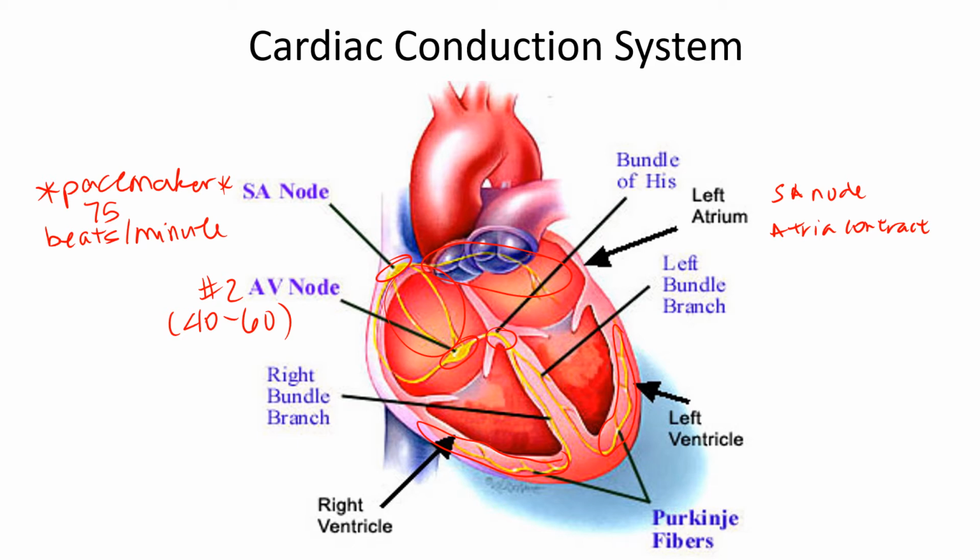So let's hit this from the top again. SA node fires first. The impulse travels to the atria. They contract. The AV node now receives a message. There's a brief pause, allowing the ventricles time to fill with blood. And then the message is sent down the bundle of His, bundle branches, Purkinje fibers, and now the ventricles contract. Okay, so when the AV node fires, it travels down the bundle of His, down the branches, to the Purkinje fibers, and then of course the ventricles contract.